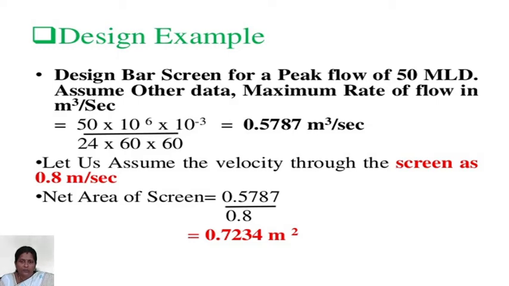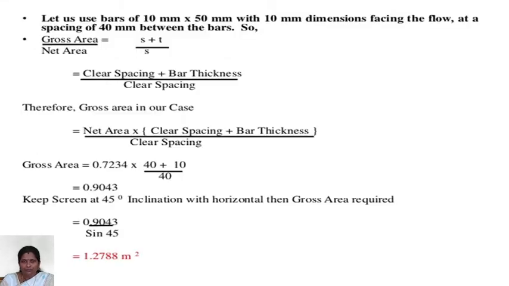Let us assume the velocity through the screen as 0.8 meter per second. It is taken from our reference design parameters. Net area of screen equals the quantity 0.5787 divided by velocity 0.8. You are getting 0.7234 square meter.